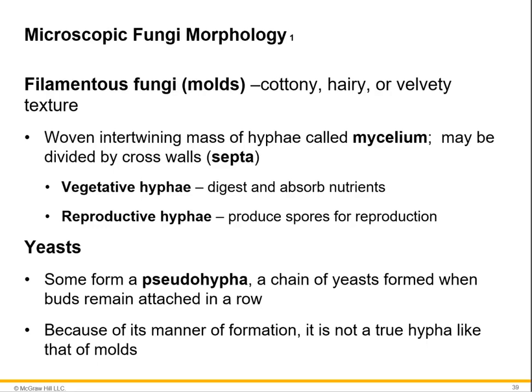Yeast, on the other hand, are going to form something called a pseudohypha, plural pseudohyphae, and I'll show you what this looks like in a minute, but it's a chain of yeast cells, and basically the yeast buds off from the cell. That's how they reproduce, so by forming a bud. And instead of totally budding off, some buds remain attached, and they kind of form a row or a chain. And it looks almost like a hypha, but it is not.